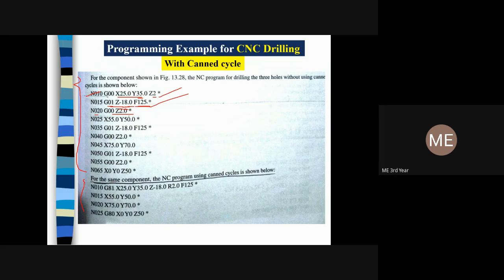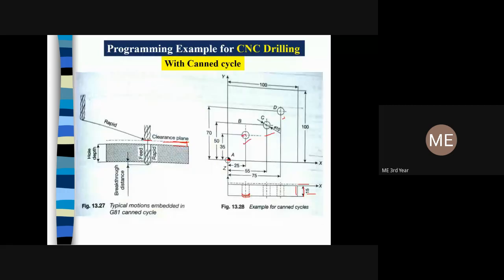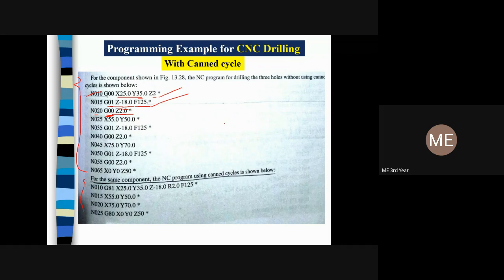So after drilling operations, I will again move to my initial position where I started. It's a reference plane, or gauge height, or clearance plane Z2. In this case, I can move my tool at its highest velocity, that is rapid traverse G00. Now again I will move my tool to the third position, that is 55 and 50. This is the position of C, 55 and 50.